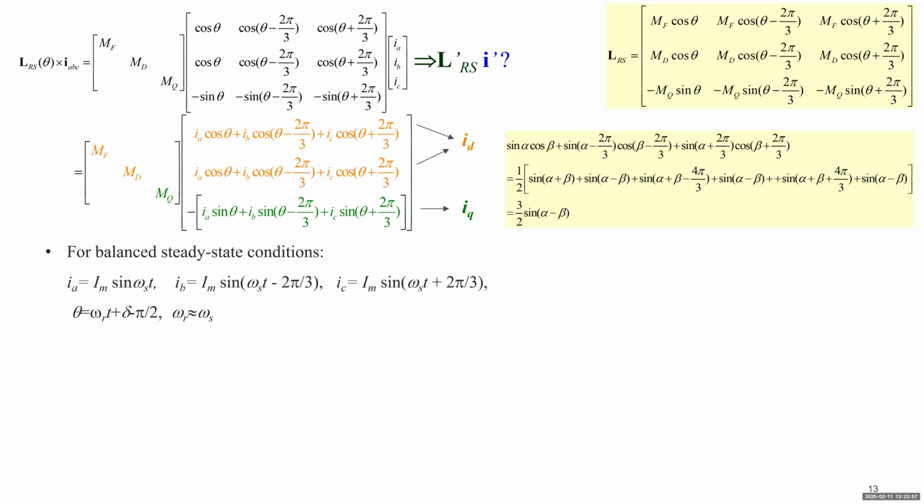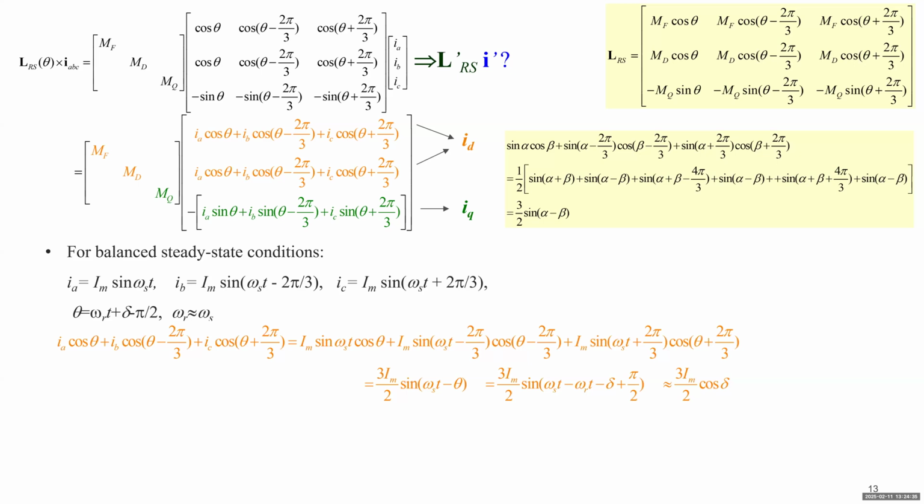Because each sine function is shifted by a positive or negative angle of 120 degrees, those three terms will be canceled. Finally, there are only three terms here. So you can easily prove this formula. Anyway, if we utilize this formula, that can be simplified to 3/2 of sine alpha minus beta.